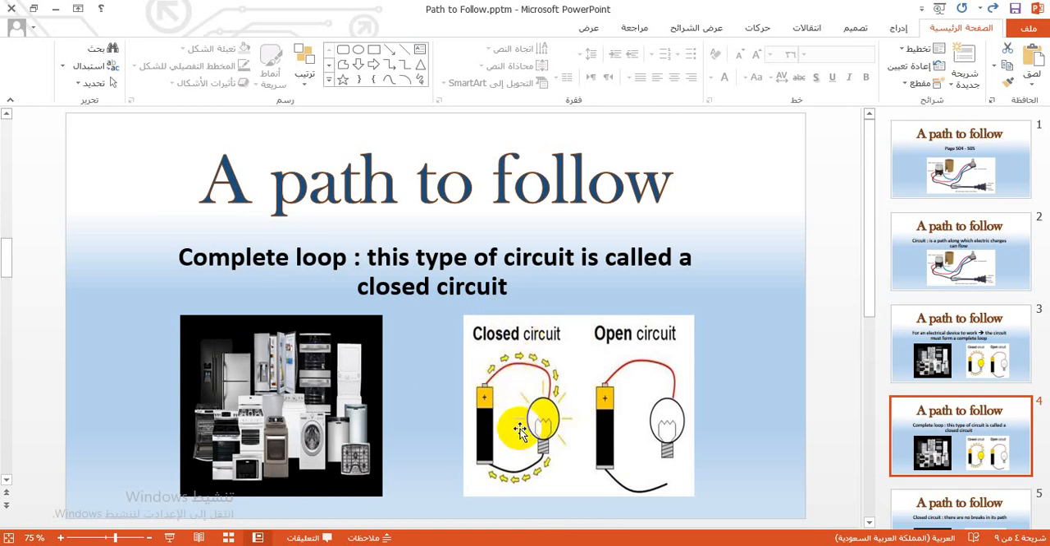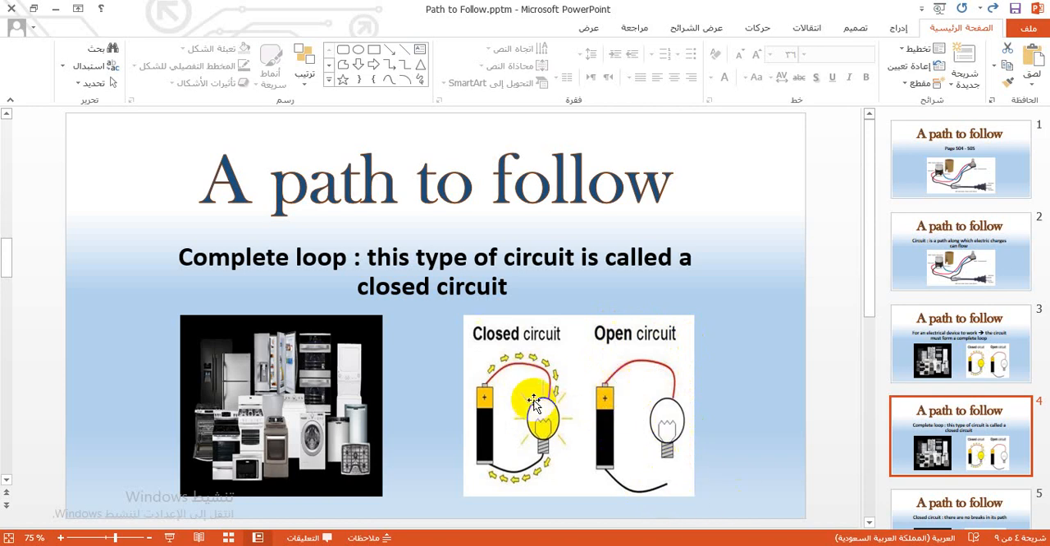I will teach you in the next slides, but now I need you to understand and differentiate between the closed circuit and the open circuit. The closed circuit is where the electrical charge flows through it. But what about the open circuit, which is disconnected? It's disconnected because it's open from here. For that reason, it's called an open circuit. So this one is not working.